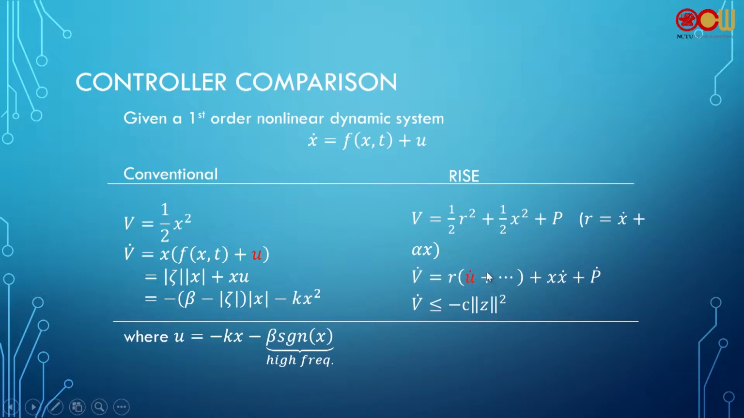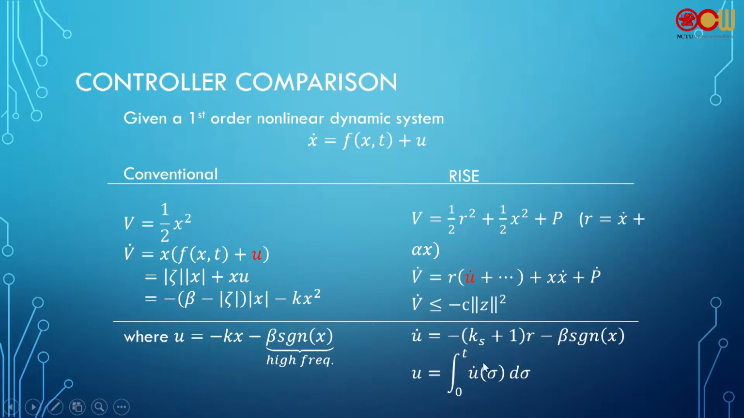But for RISE control, we do not design the controller on u. We design the controller based on u dot, but when we implement, we implement u. In u dot, we put a high frequency term, beta sign(x), for RISE control. But in conventional control, we put sign(x) directly in u. That's the difference: one is in u dot, one is in u.